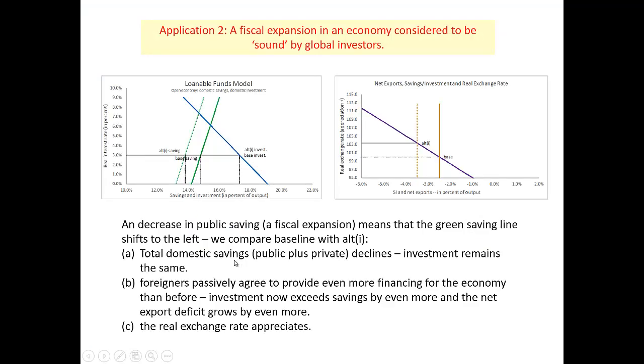So let's summarize what we just learned here. A decrease in public saving, what we call a fiscal expansion, shifts the green savings line to the left. This is going to mean that total domestic savings declines while investment remains the same. Why has this happened? Because foreigners have passively agreed to provide even more financing than before at the same interest rate. So investment now exceeds savings by even more, and the net export deficit is even higher, even more imports and even less exports than before, and the real exchange rate has appreciated. It's now more valuable than before.